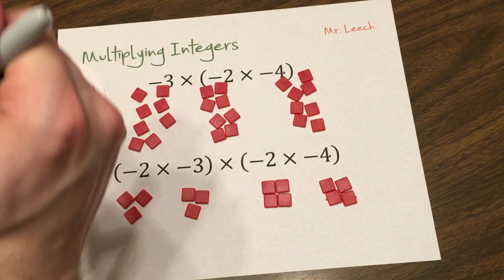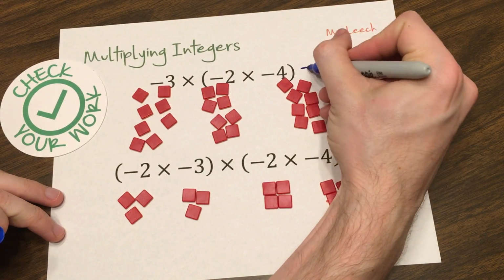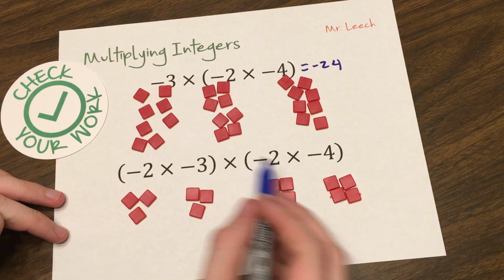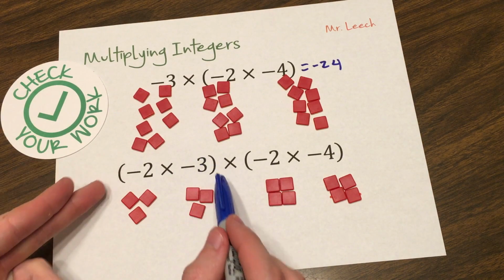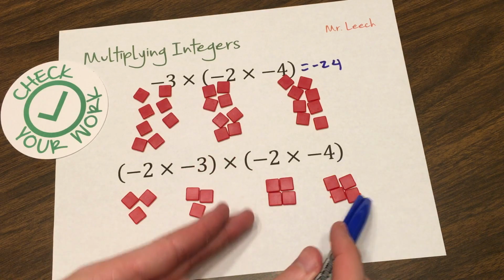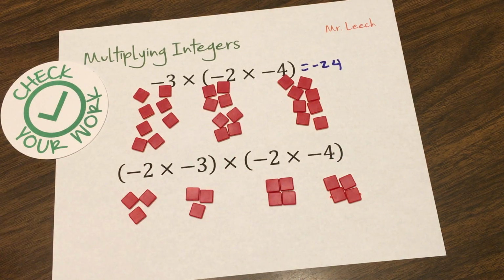I want you to follow this same procedure with the question on the bottom. Remember to work within these parentheses first. Simplify this first, and then multiply them together.